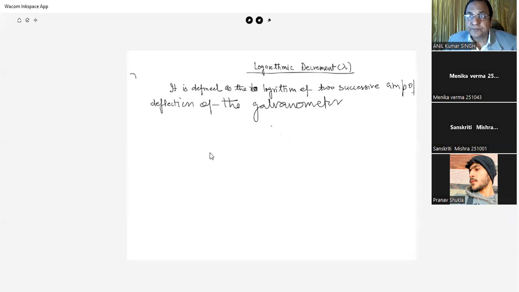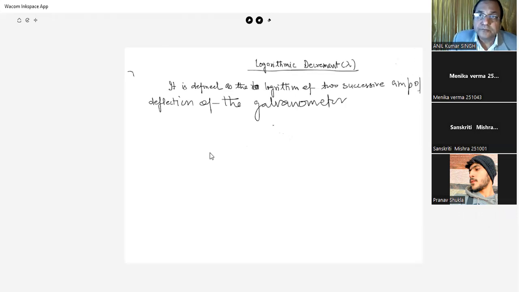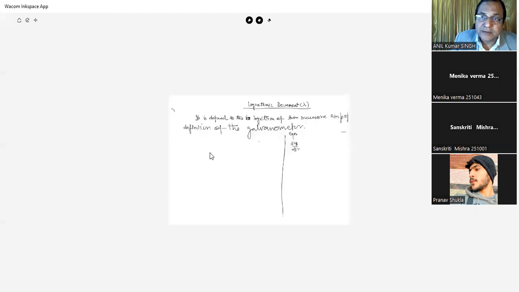So how to define the concept by using the case? As we know, the equation is d2 theta by dt square plus 2b d theta by dt plus omega square theta is equal to 0.